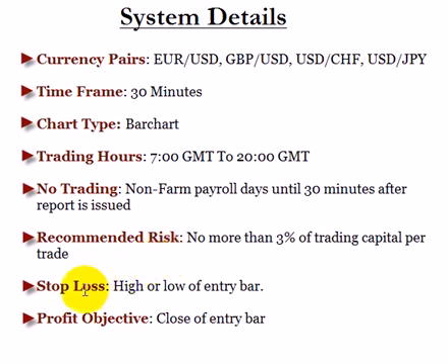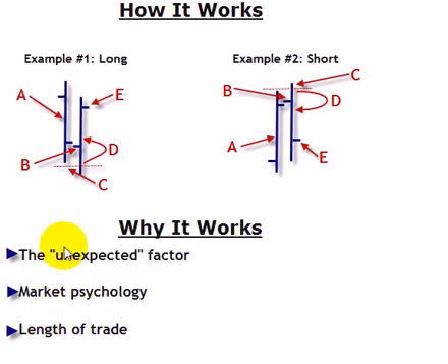Stop loss. We're going to actually cover this in a little bit, but basically the high or low of the entry bar. And I'll explain what the entry bar is here in a little bit. The profit objective is the close of the entry bar. And again, I'll explain that in just a second. Let's go ahead real quick, and we're going to go over a long trade example and a short trade example. So first off, a long trade.